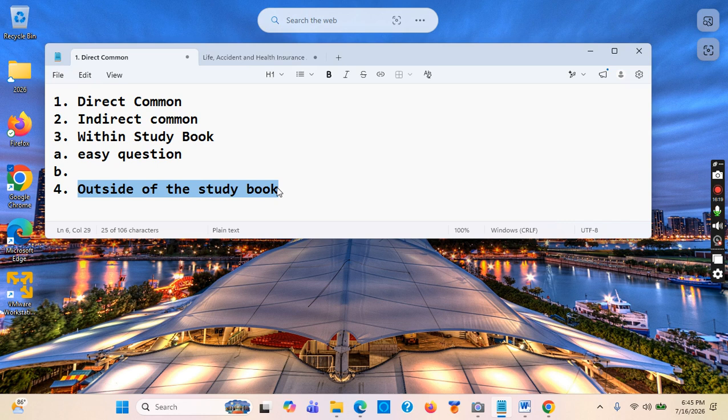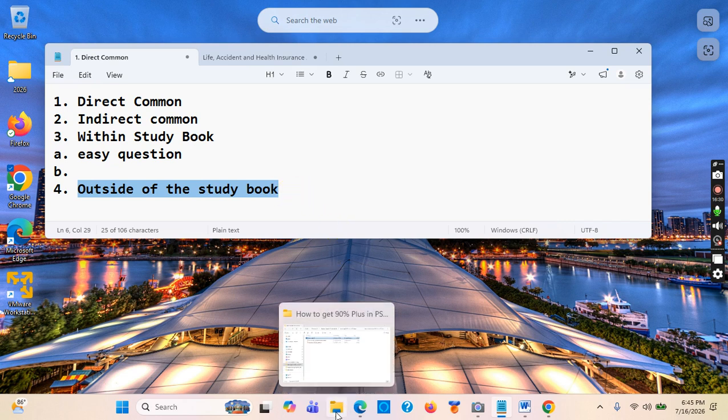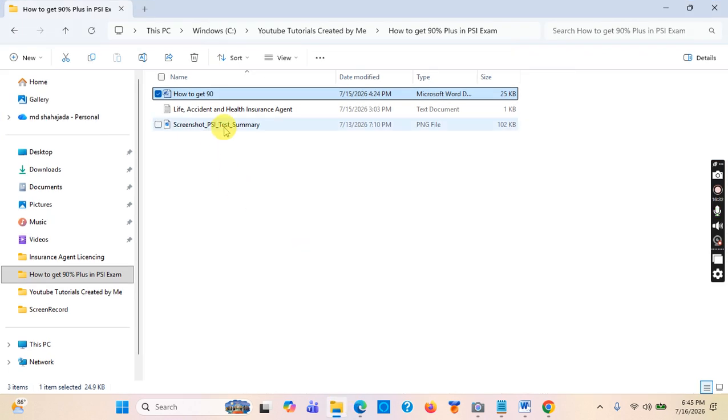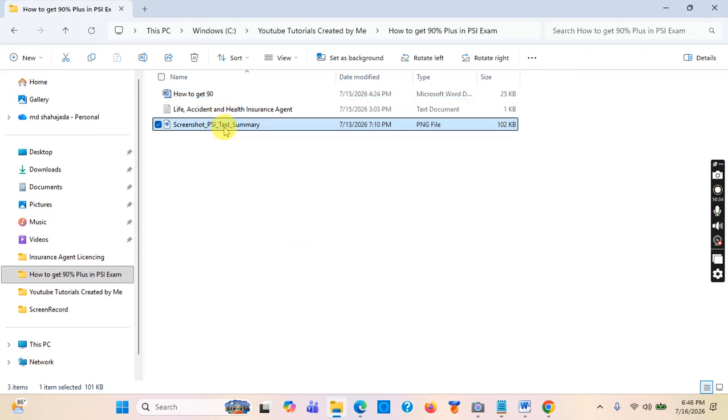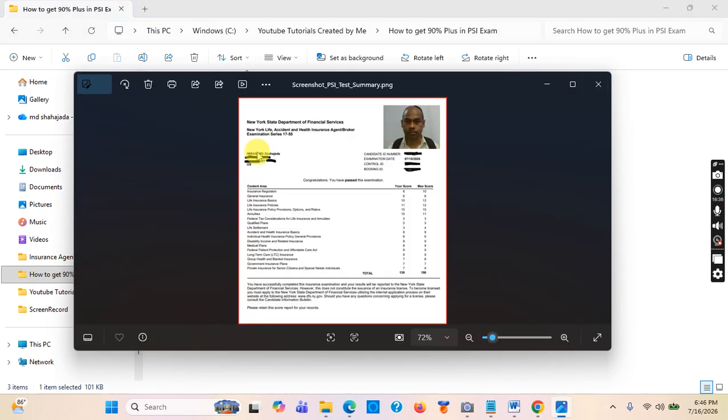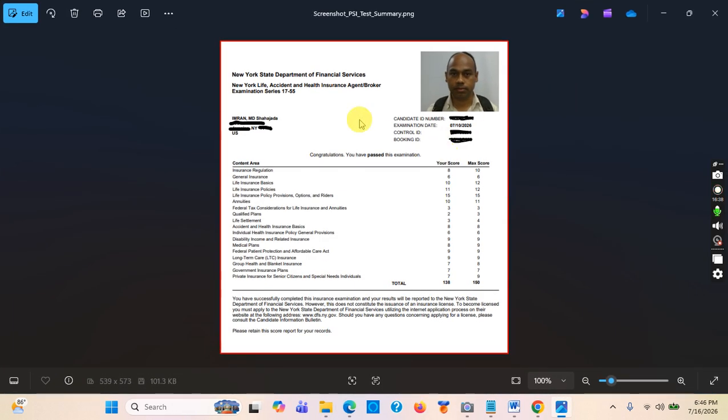Those flagged questions. For example, I had some questions in the last PSI exam, which I did last Friday. This is my report card from PSI. This is how it looks. Last Friday, I did the PSI exam, the state exam. These are the mark sheets.